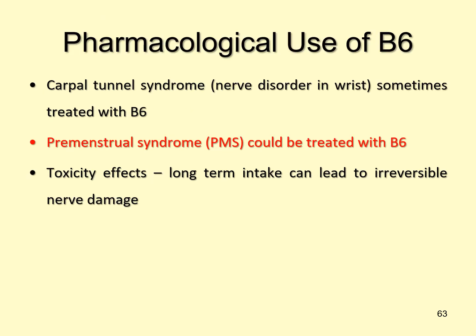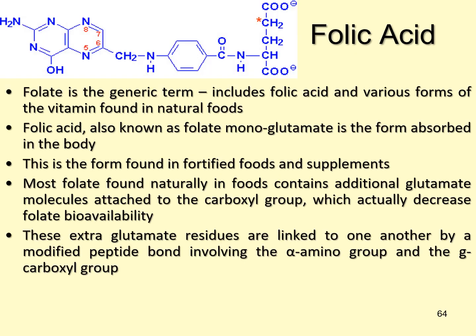The main pharmacological use of vitamin B6 is in carpal tunnel syndrome, a nerve disorder in the wrist, which is sometimes treated with vitamin B6, and premenstrual syndrome can also be treated with it. As for toxic effects, long-term intake can lead to irreversible nerve damage. So the next one, the most important one, is folic acid.